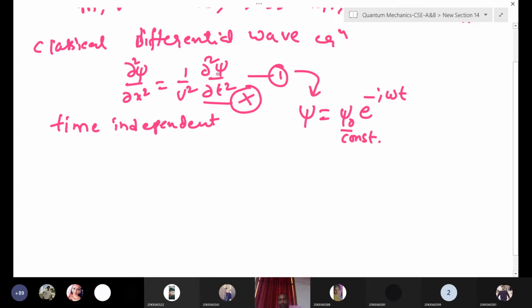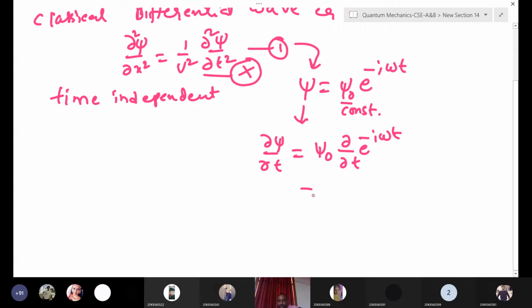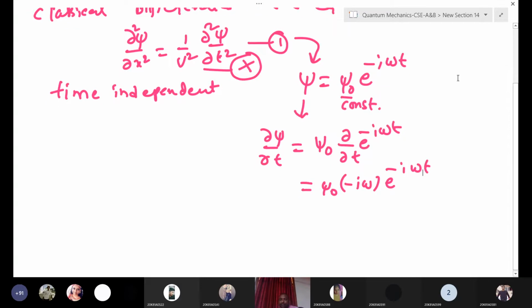Now you want to eliminate dou square psi by dou t square, so you have to differentiate this wave function. First, dou psi by dou t, with respect to time. Psi 0 is constant, so you only differentiate e to the power of minus i omega t. The differentiation gives minus i omega times e to the power of minus i omega t, right? Is it correct or not?